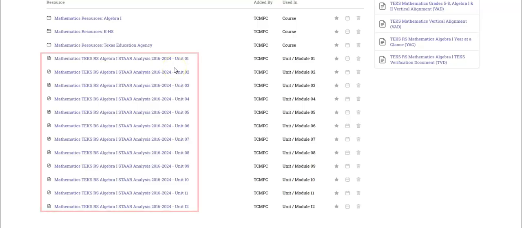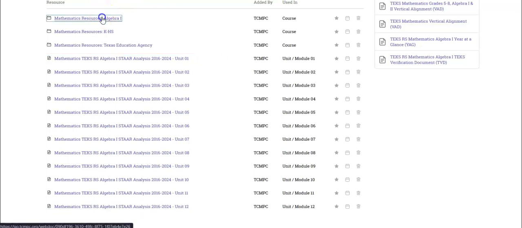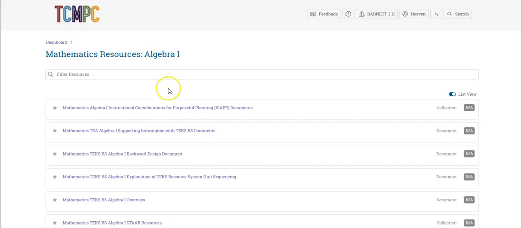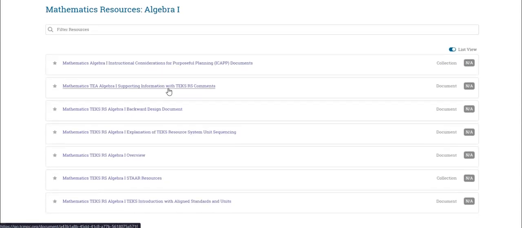So before you click into anything, you can see right here that the STAAR analysis document by unit is actually right under the resource tab. But if you're wanting to see the other versions, you click into Math STAAR Resources and then Algebra 1 STAAR Resources.